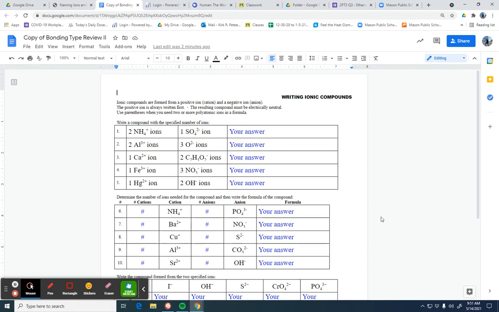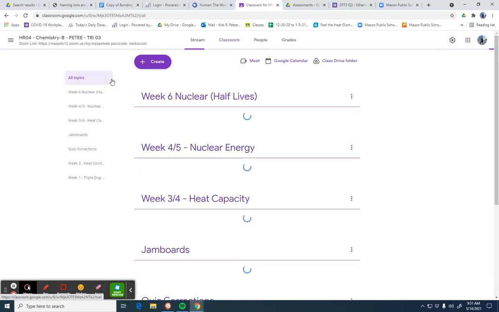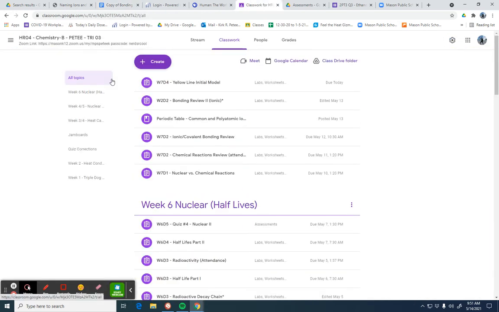I want to show you a little bit about how ionic bonding works. And so there's a couple things I need you to open. First off, go to your Google Class and open up today's assignment. So let's see where that is in here. Get our Google Class up and running. And we see that we have the bonding review. You're going to need that open. You're also going to need your periodic table open. So open both of those items up.